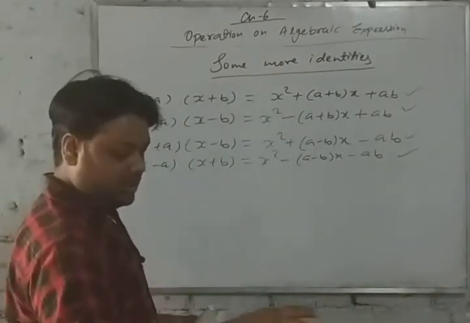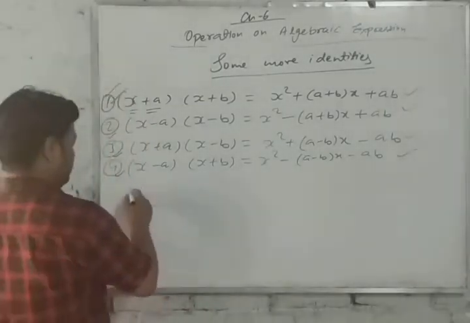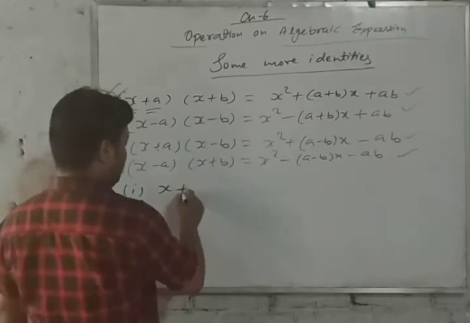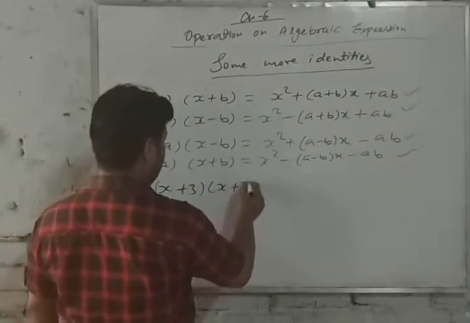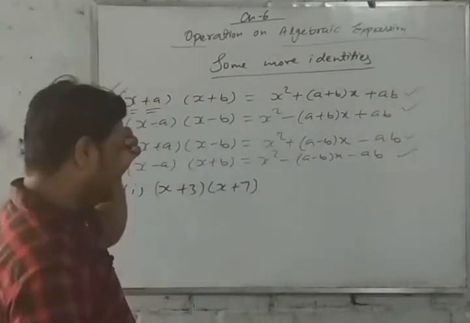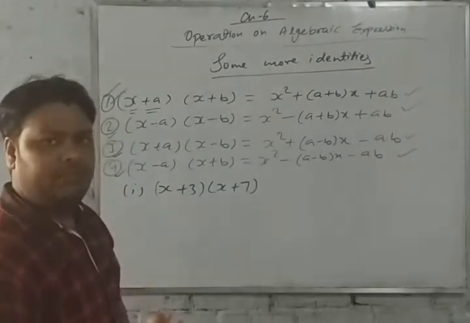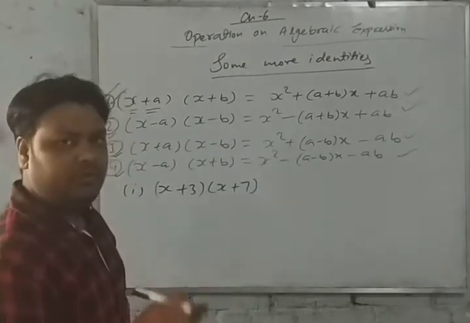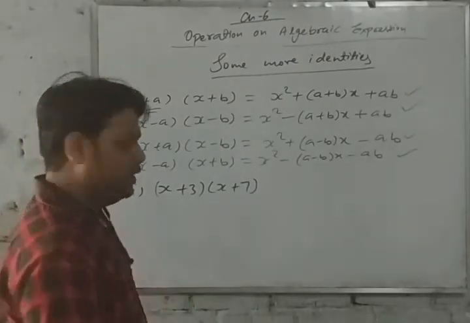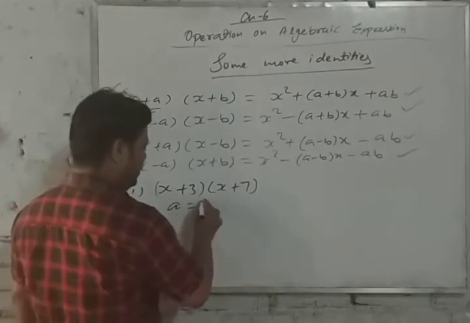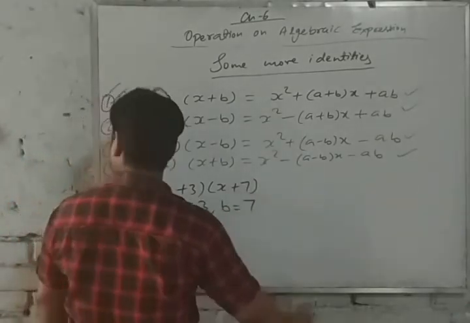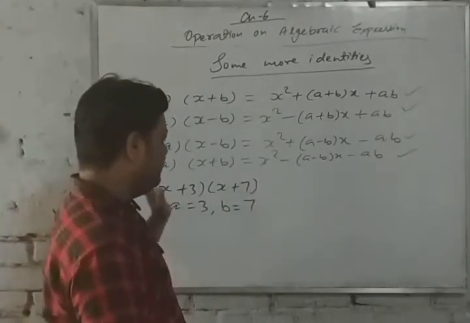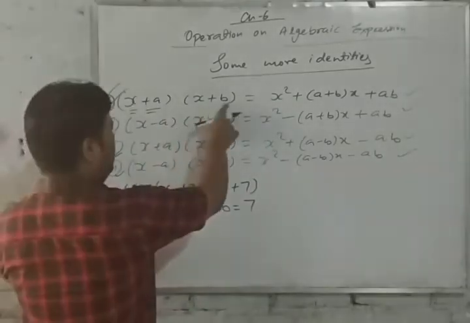Now let's solve the first question. The first question is x plus 3 and x plus 7. Okay. Here at first we will write what is the value of a and b only, not x, because x is the variable. So we will write only the value of a and b. So the value of a is 3 and the value of b is 7. All are in plus form. Okay. Now we will use this formula.